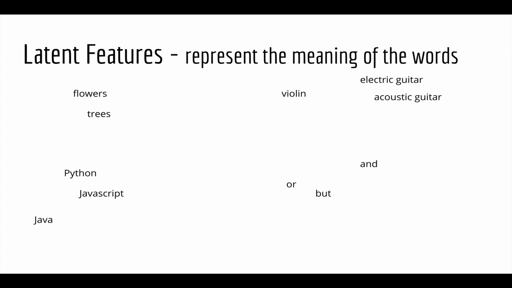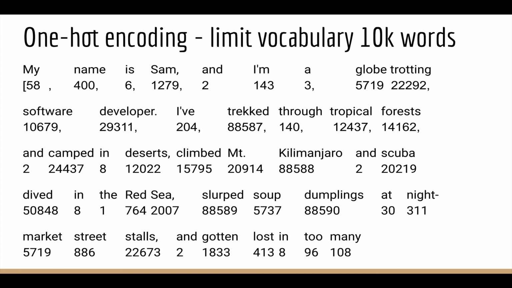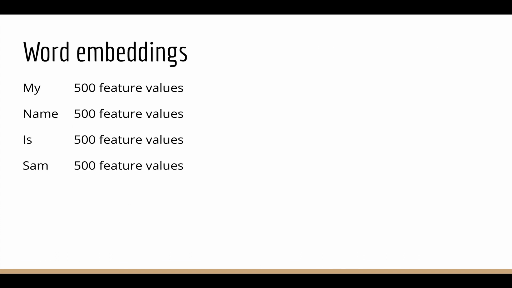And these latent features are going to represent the meanings of the different words. So instead of doing this one-hot encoding, where we limit the vocabulary to 10,000 words and then do the one-hot encoding of it, we're going to just have word embeddings. So "my" is going to be reduced to 500 feature values, "name" 500 feature values, and this is no longer sparse, right? In the original idea, we had a 1 somewhere representing this is the word. But in this real simple example with the word woman, we know that's going to be plus feminine, plus human, plus whatever. So it's not a sparse matrix anymore. There are values for many of these features.